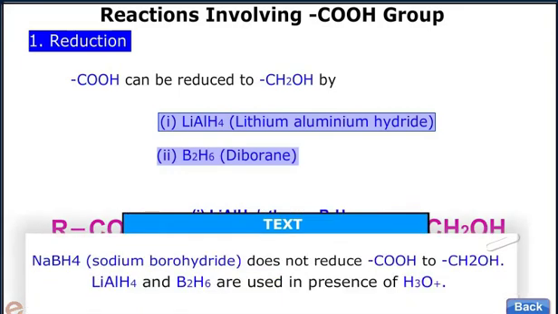NaBH4, that is sodium borohydride, does not reduce COOH to CH2OH group. LiAlH4 and B2H6 are used in presence of H3O+.